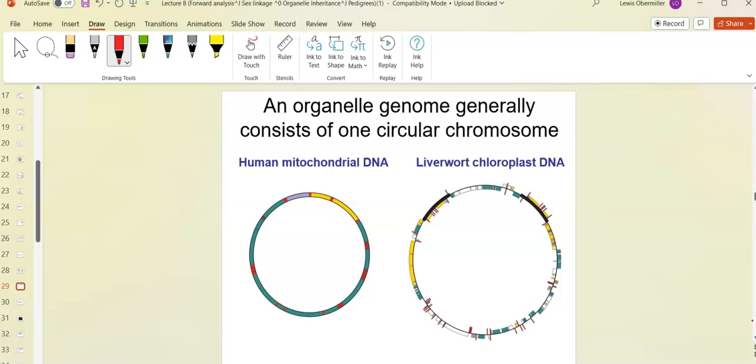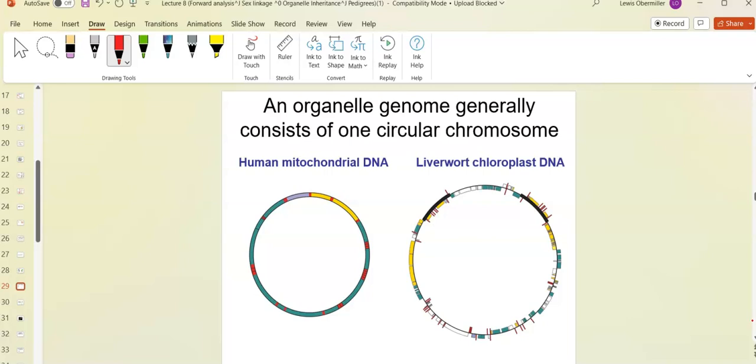So mitochondria and chloroplasts generally have circular chromosomes. We talked about circular chromosomes versus linear chromosomes, and you should know from at least this class that it's usually prokaryotes that have circular chromosomes. So this is a good indication that these organelles are more closely related to prokaryotes than eukaryotes, which would typically have linear chromosomes.